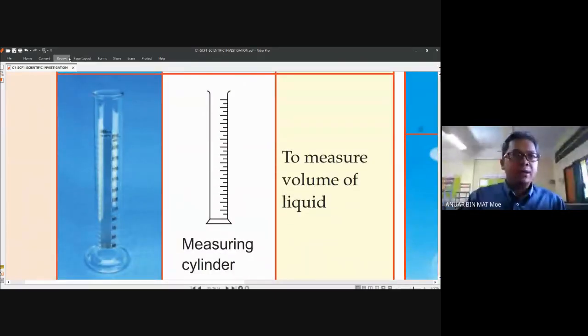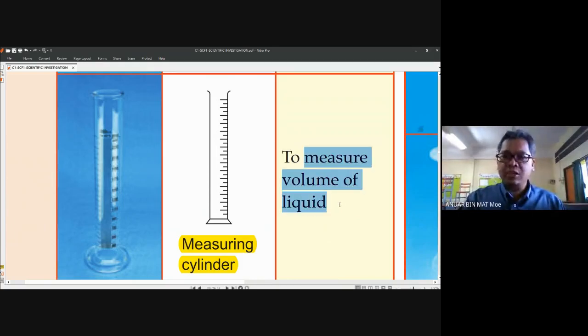Next one is what we call measuring cylinder. As the name implies, the function is to measure the volume of liquid. And then this is how you draw the measuring cylinder, and these are the real pictures of measuring cylinder. If you want to measure liquid, what is the unit? Usually you use what unit? Anybody? ml. ml, yes, very good. We use milliliter or liter.